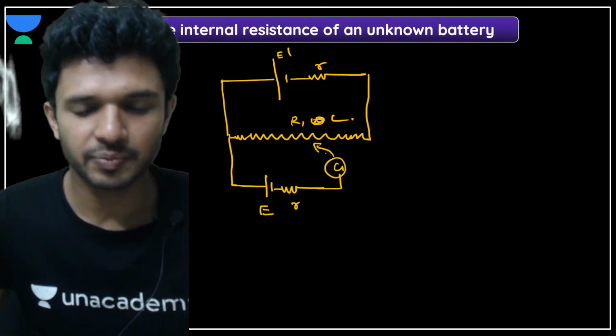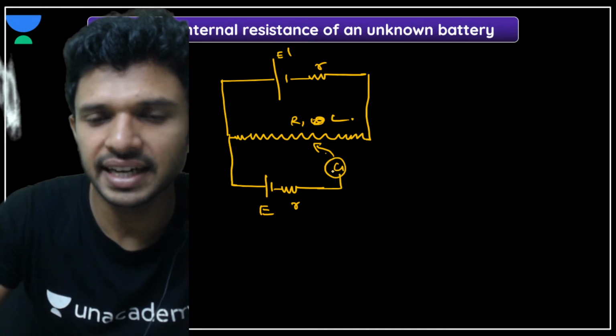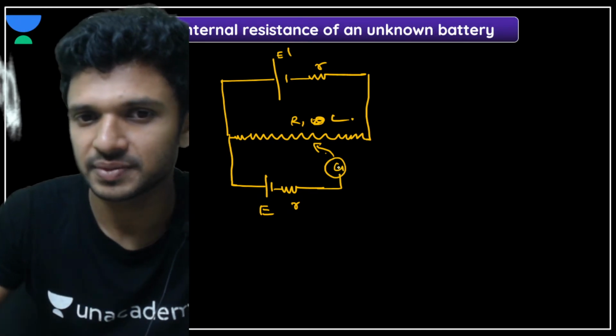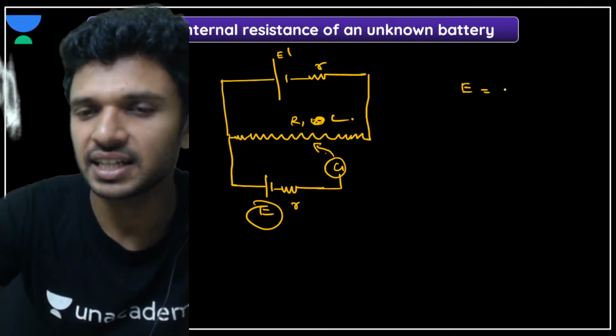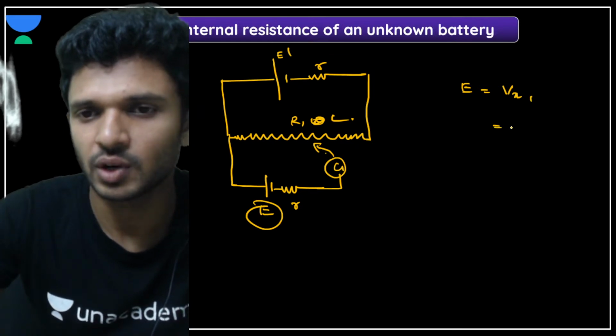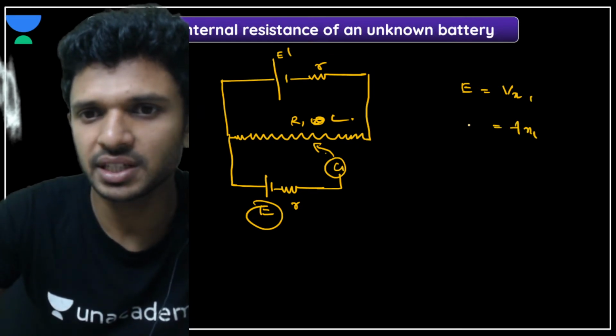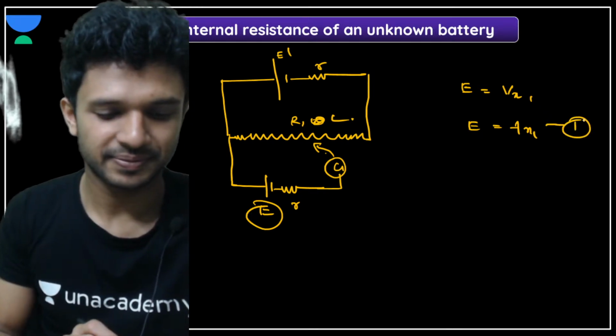This is the primary case. You will keep on moving the jockey until the galvanometer shows zero deflection. When the galvanometer shows zero deflection, we know that the EMF of the cell is equal to the voltage drop across a length of x1. How will you write it? Lambda times x1 is equal to E, first equation.